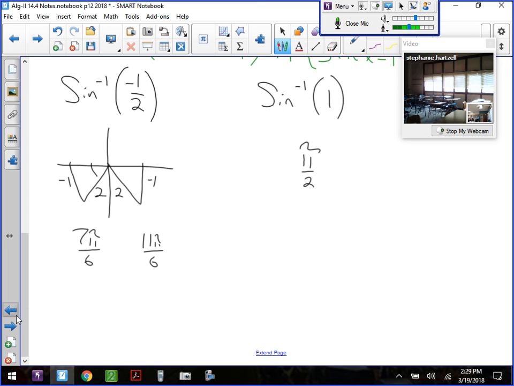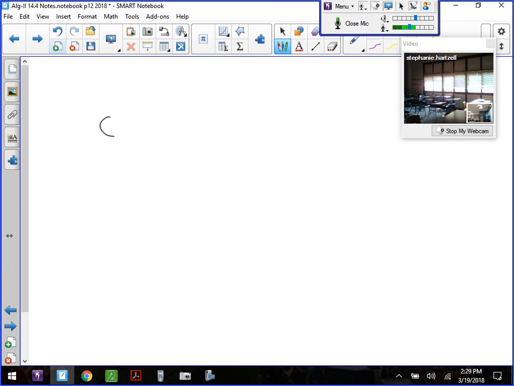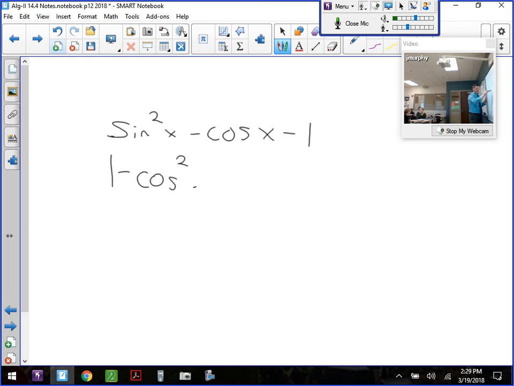No, because you're rewriting it in terms of sine. Yeah. And that's what we were saying. If you had a problem where it was a sine squared plus a cosine x, I would rewrite that in terms of cosine. I say this is 1 minus cosine. I would do that. And then I can solve that.